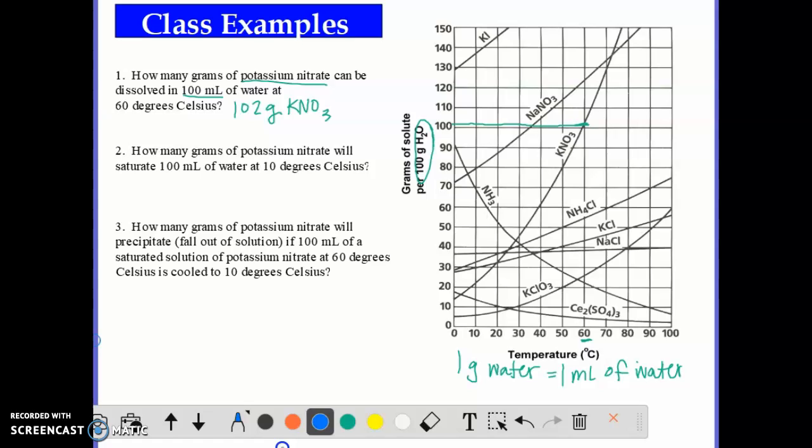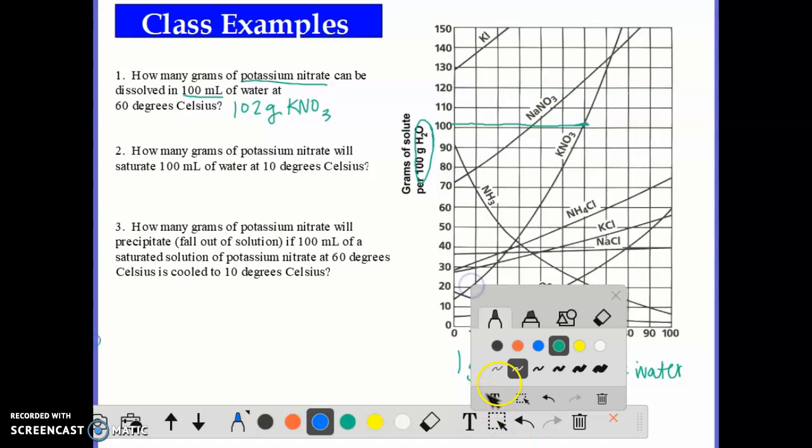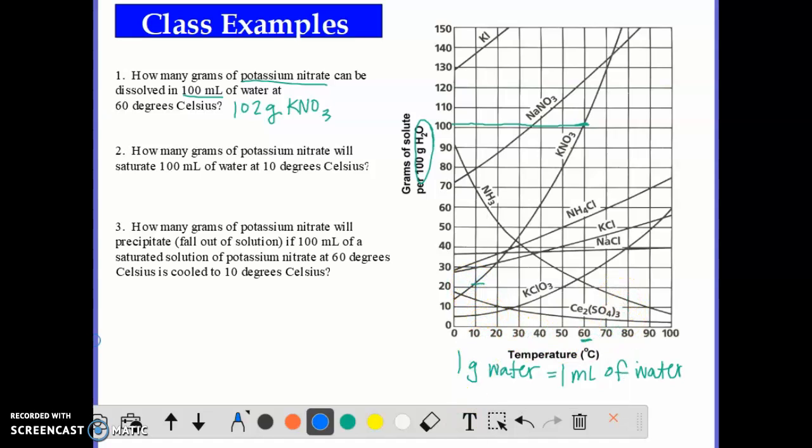Our second one says how many grams of potassium nitrate will saturate 100 milliliters of water at 10 degrees Celsius. So at 10, we're still finding KNO3 at 10 degrees Celsius. KNO3 is right there on that line. So we're going to go over, and that looks like it would be about 22 grams of potassium nitrate. So that's a huge difference. That curve is really steep. So in 100 milliliters of water, 22 grams is going to saturate. Notice it says saturate, so we are going to find where the line intersects.